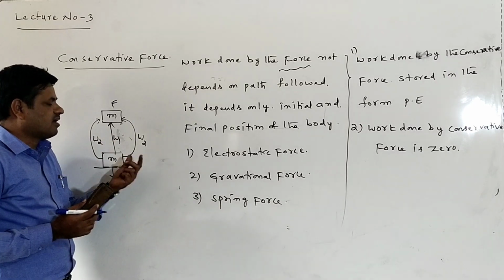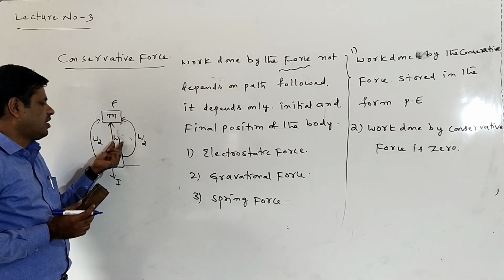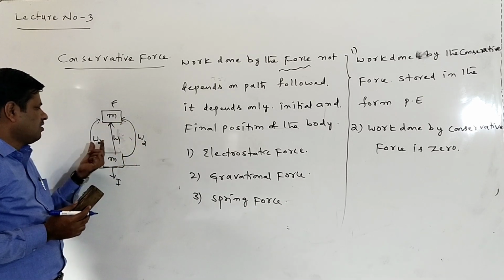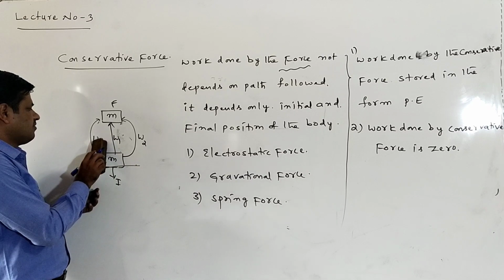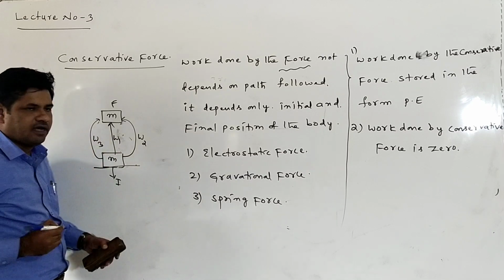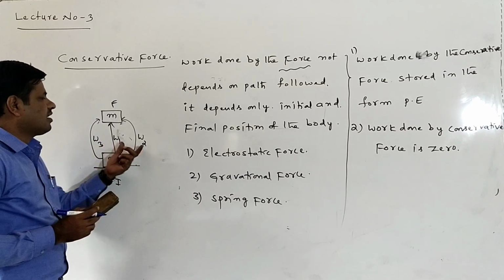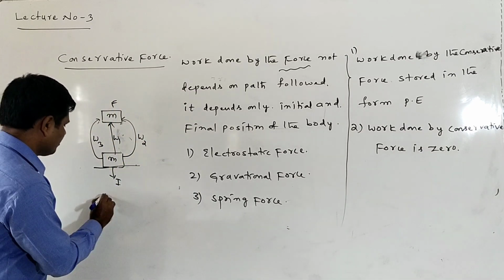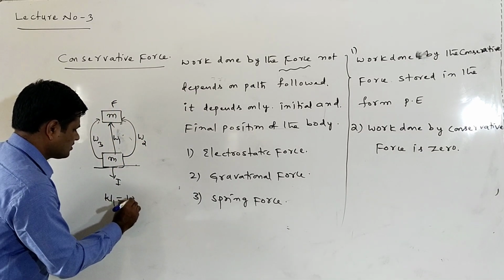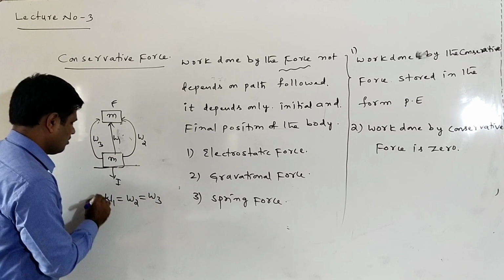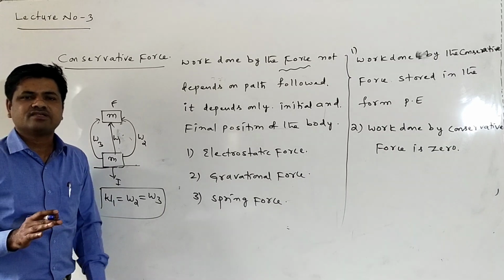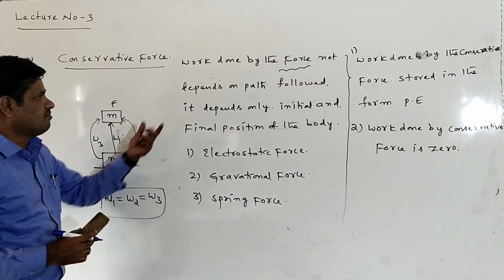But what is the work done here? In this direction, when taking the body, the work done is W1. When taking in this direction, the work done is W2. When taking in this direction, the work done is W3. And consider that all these work done do not depend on the path followed. Not depending on the path followed means these work done are the same. This work done is always the same. That is the meaning of this.